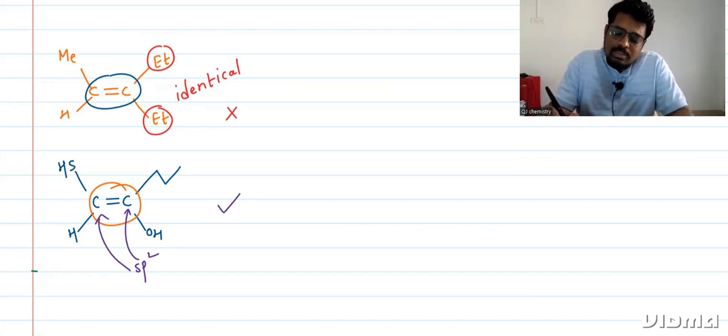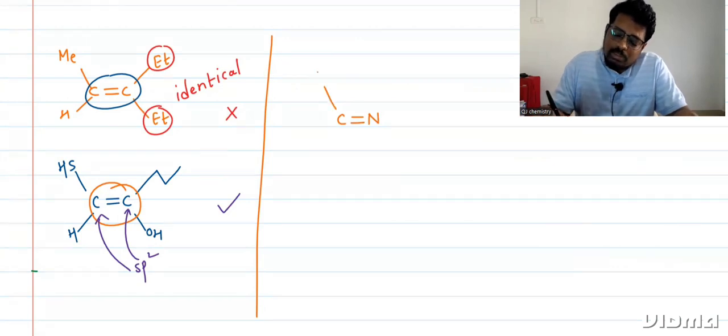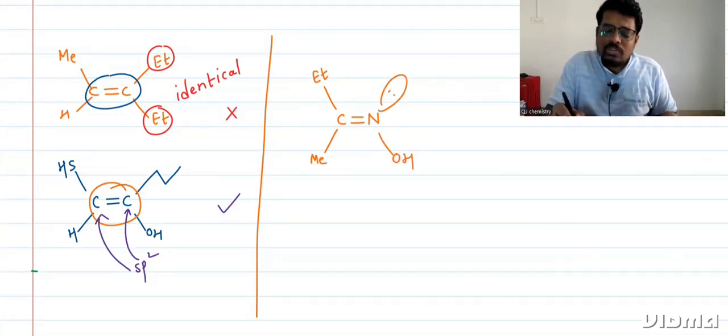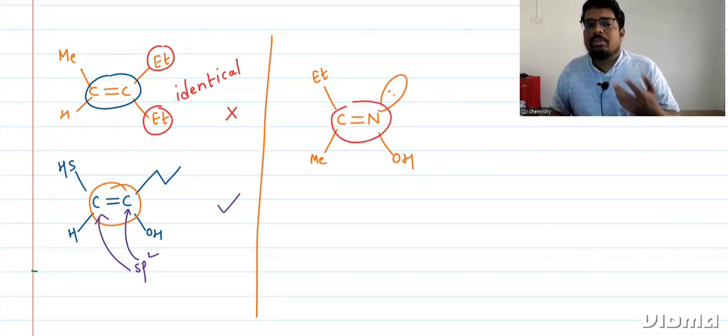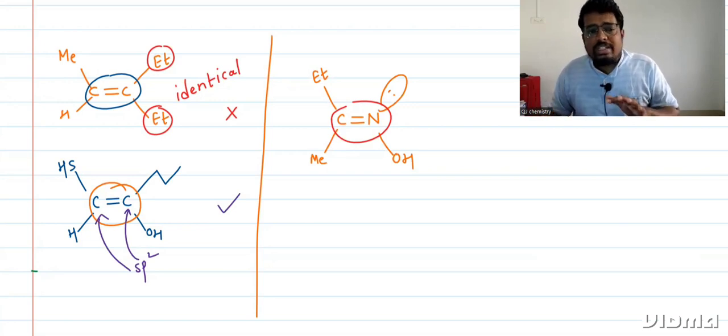Next, suppose the compound contains carbon double bond nitrogen, with one ethyl group attached, one methyl, one lone pair on nitrogen and one OH, right? In this system, yes, we have restricted rotation around the double bond. Then four different groups are attached: ethyl, methyl, the lone pair, and the OH group, right? All these groups nearly lie in the same plane. So this compound satisfies all these conditions, which means it shows geometrical isomers.